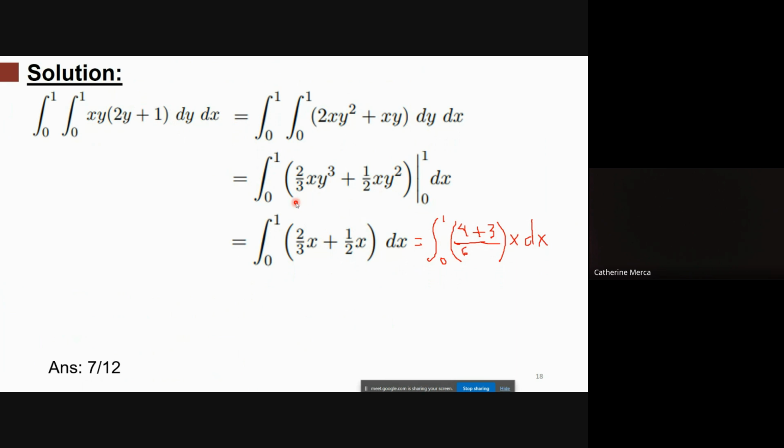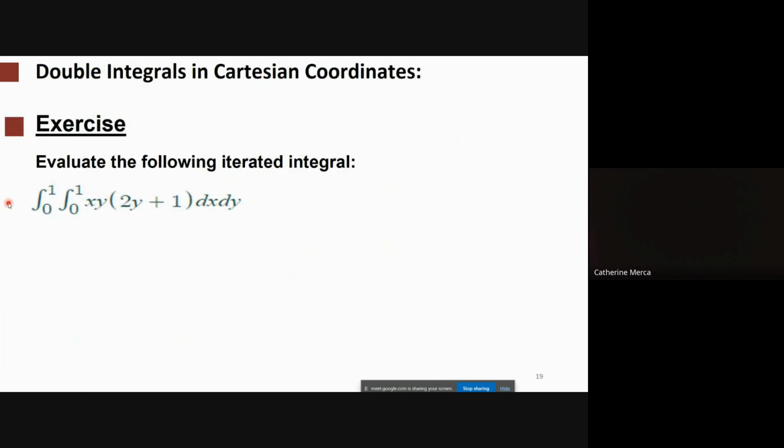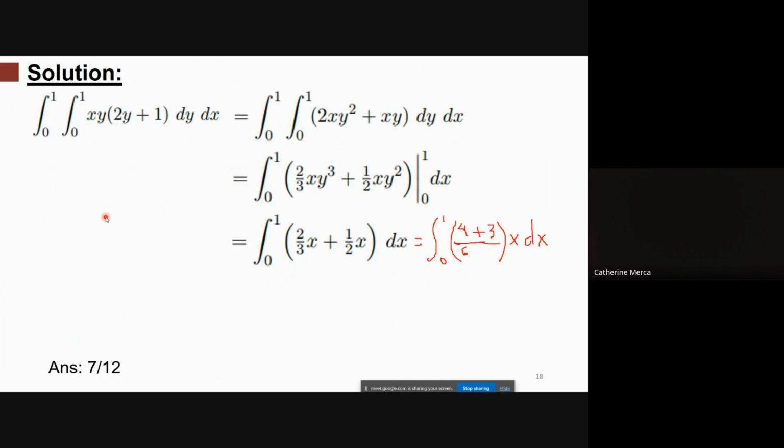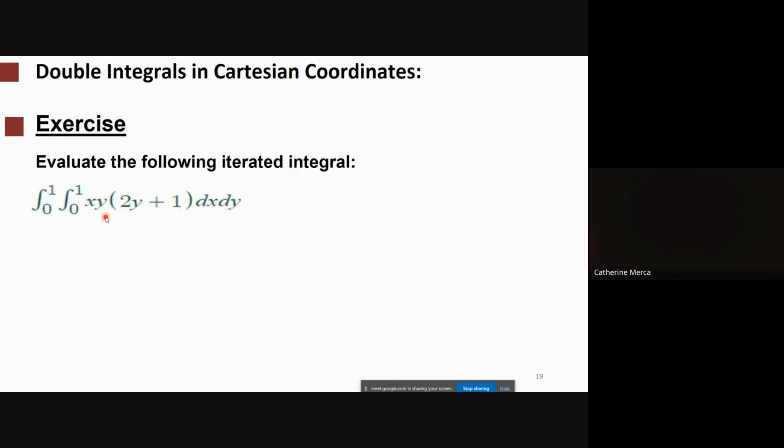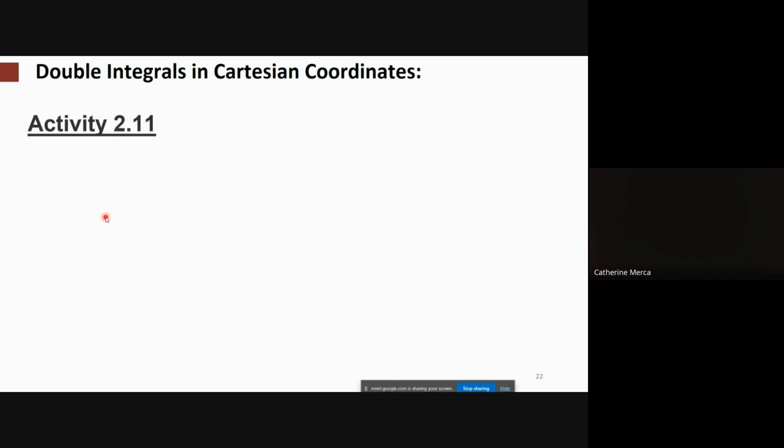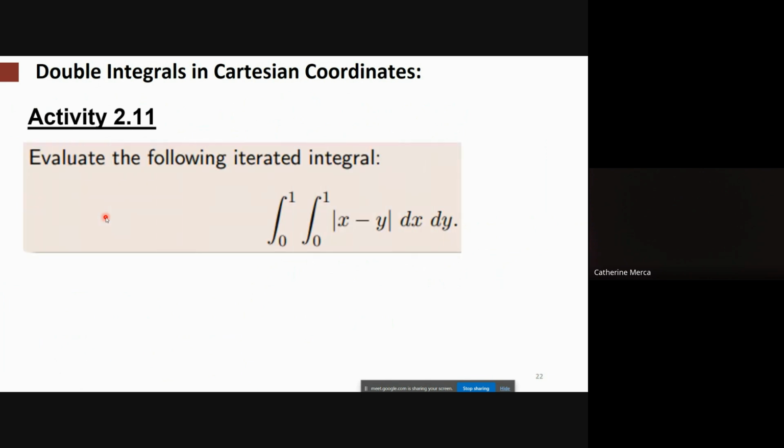Now let's take a look at the exercise. You can do that one later so that you can continue with our lecture, but you should come up with the same answer as this: 7 over 12. So please work on that. Now, activity 2.11, which is your next meeting, would be the integral from 0 to 1, 0 to 1, of x minus y dx dy. You are to evaluate the following iterated integral. The answer is 1 over 3.